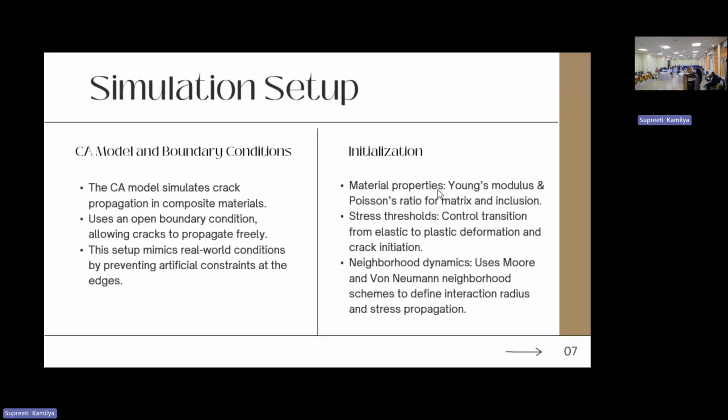So now let's move on to the simulation setup. The CA is based on open boundary condition. We have made it like this so that it can mimic the real life scenario, and it will prevent any artificial constraint at the edges. Whatever we have initialized are the material properties such as Young's modulus and Poisson's ratio. As far as the neighborhood dynamics are concerned, we are taking both Moore and von Neumann neighborhood.